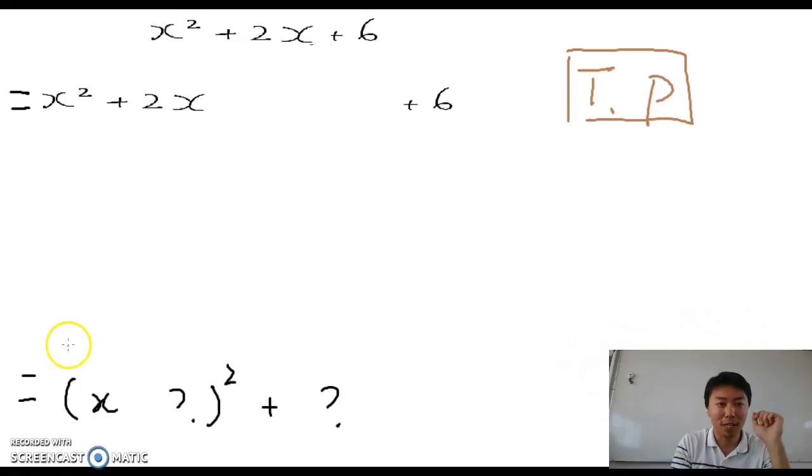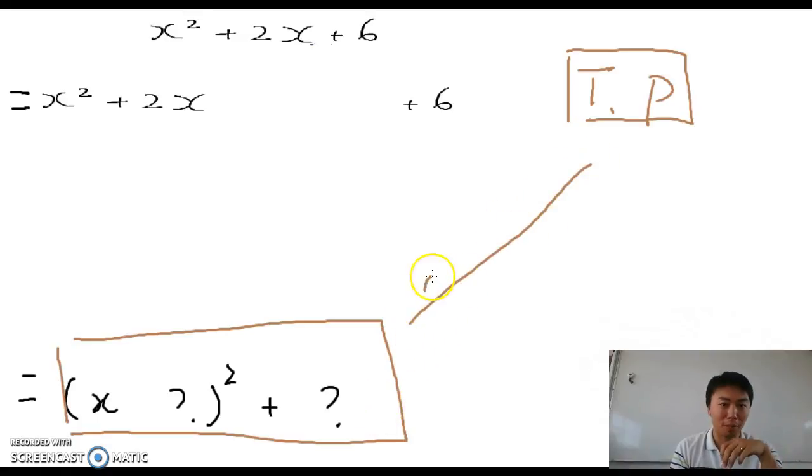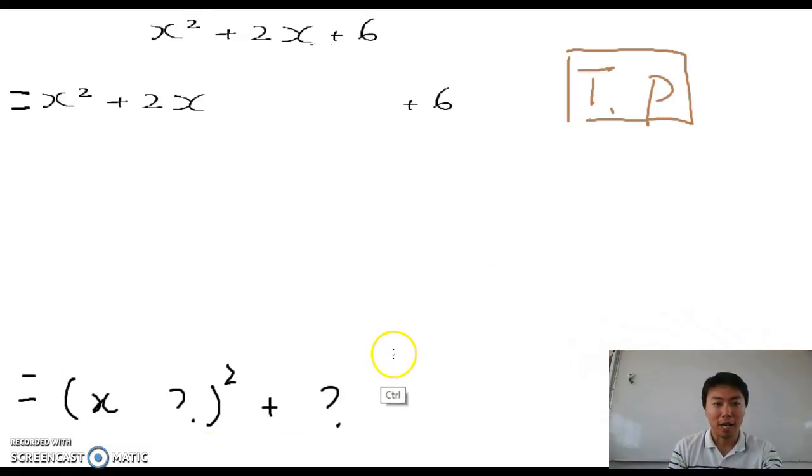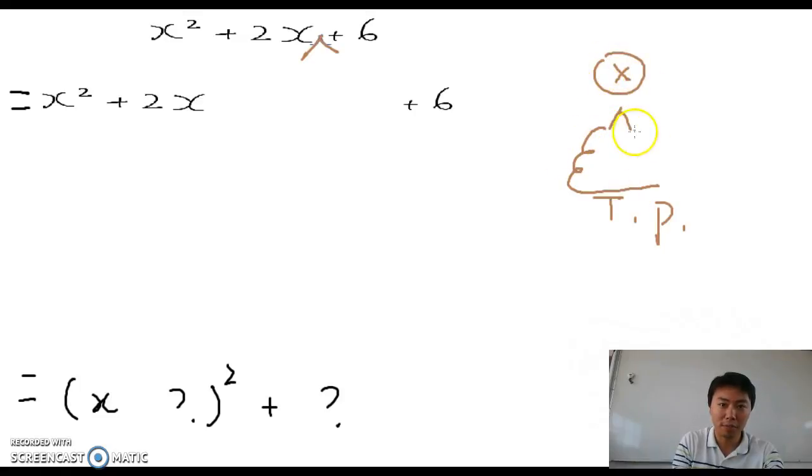It will look like the thing at the bottom, a bracket squared plus a number at the back. So this is what TP, the turning point form, looks like. Now how do I make the equation on the top become a turning point form? We have to put something behind the x. Always put something behind the x, because we're talking about toilet paper. Put something behind the x and then we use toilet paper to wipe it.